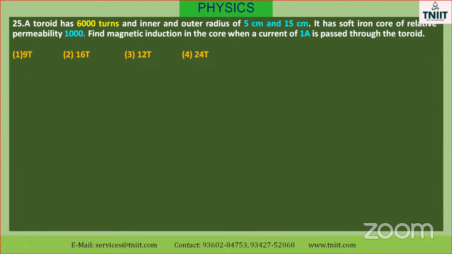A toroid has how many turns? 6,000 turns. Inner and outer radius are 5 centimeter and how much is it? 15 centimeters.